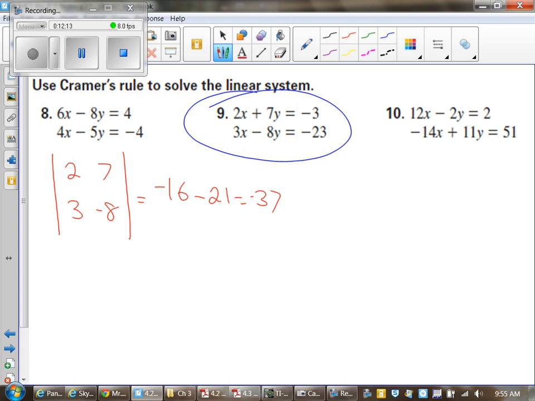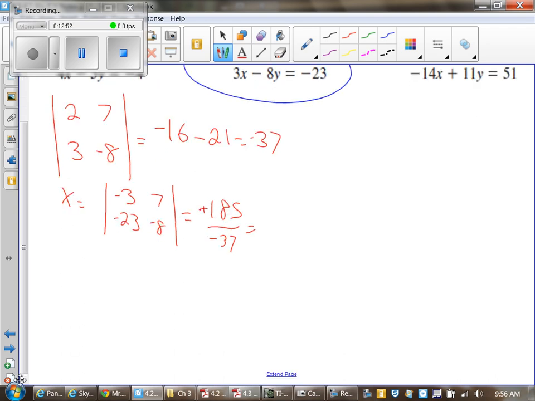Now when I go to solve for x, put your answer column in. Is it 185 or something like that? Yeah, negative 185. Divide that by negative 37. I thought it was positive. It's positive. Yeah, the determinant there should be positive. Positive 185. So, wait, negative 180. That's here. 185. I found the determinant.